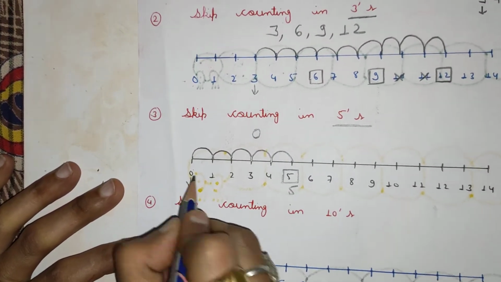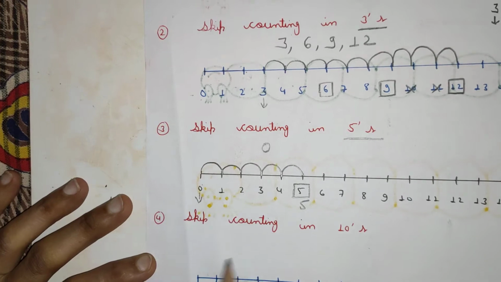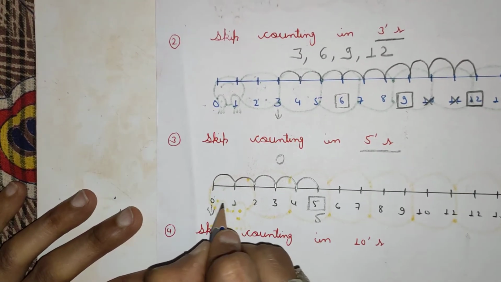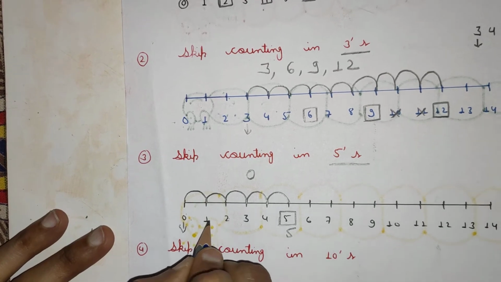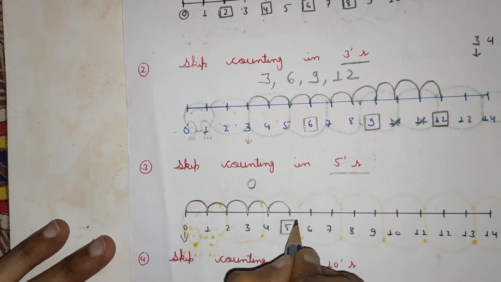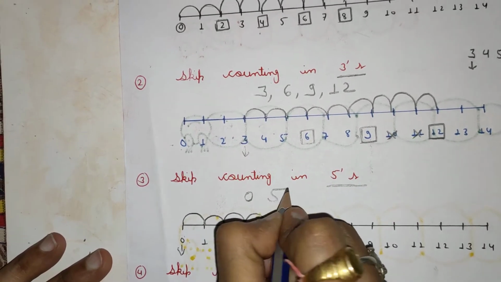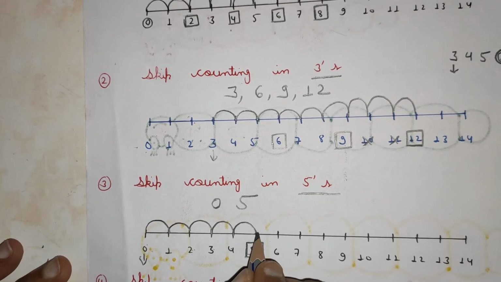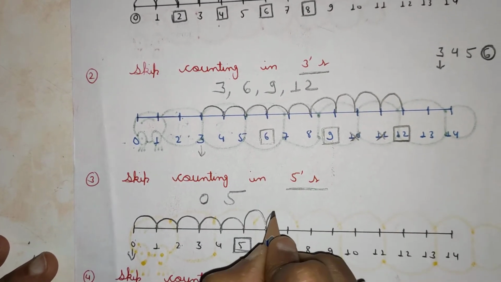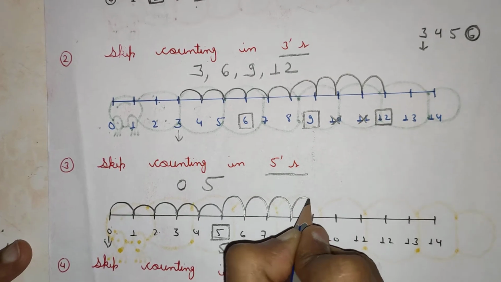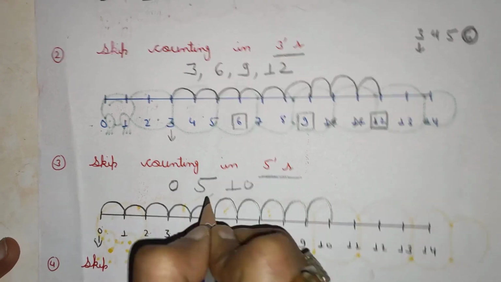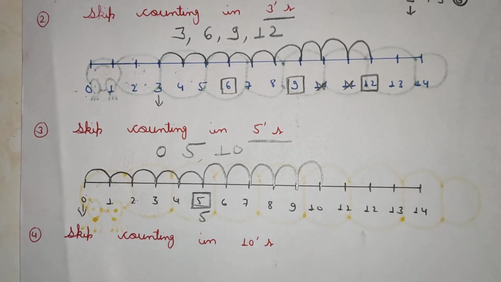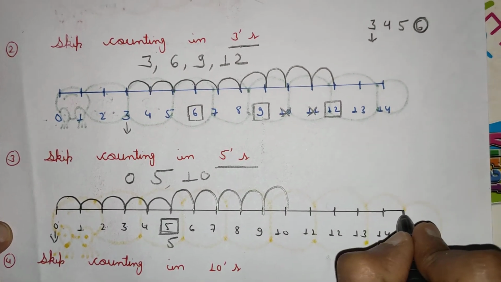So from 0, if I am skipping 5 numbers, this is first, second, third, fourth and fifth. So the number will be 5. Now again you leave 5 numbers: 1, 2, 3, 4 and 5. So what will be the next? 10. Now suppose I am taking one more number over here, that is 15.